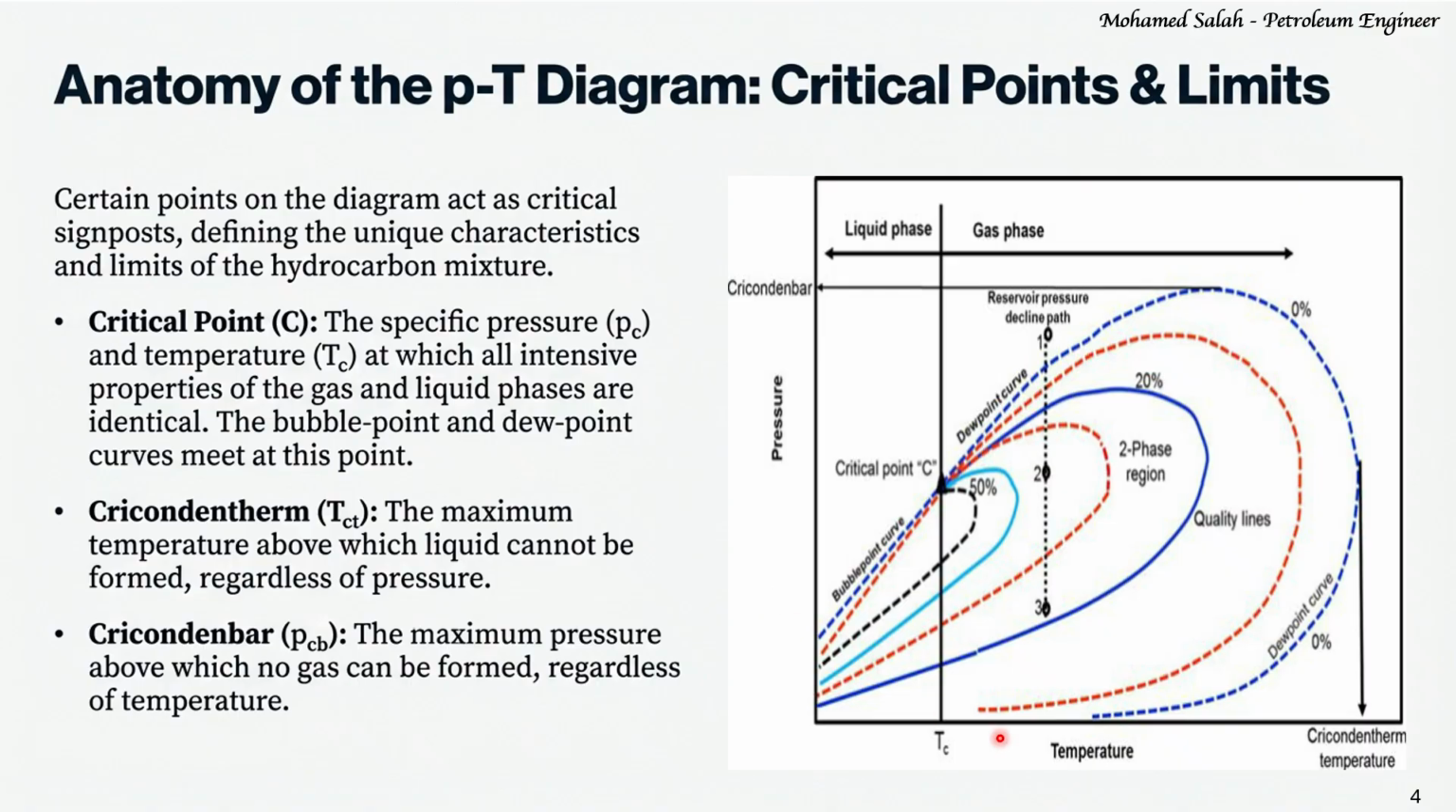The Cricondentherm, TCT, is the maximum temperature on the phase envelope, above which the mixture can only exist as a single-phase gas, regardless of pressure. The corresponding pressure is the Cricondentherm pressure. Finally, the Cricondenbar, PCB, is the maximum pressure on the phase envelope, above which the mixture can only exist as a single-phase liquid regardless of temperature. These points define the thermodynamic limits of the hydrocarbon system and are fundamental to the classification process.